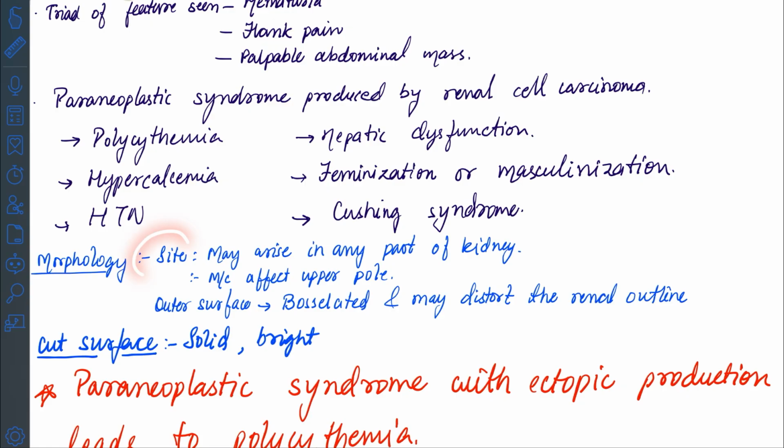Now let's see the morphological changes. The tumor can arise in any part of the kidney, but it most commonly affects the upper pole. The outer surface of the kidney appears bosselated, with nodules seen, and it can even distort the renal outline. You may not see a clear bean-shaped organ, but the outline can be a bit distorted. The cut surface is solid and bright.